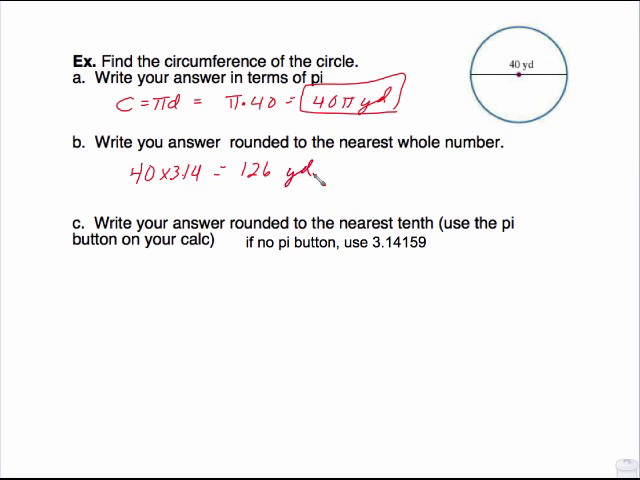So what you enter is going to depend on what your directions say. Now it says write your answer rounded to the nearest tenth. So they're looking for a little more accurate answer. This is where you would use the pi button on the calculator. So you do 40 and actually use the pi button. But if you don't have a pi button, use 3.14159. Like I said, it's a little more accurate. And rounding that to tenths is 125.7 yards.